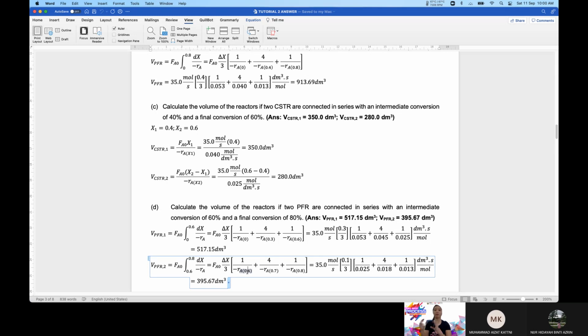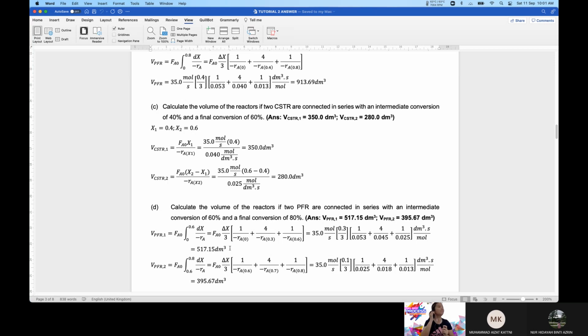So similarly, look at the table, make sure you look at the correct values. You should get your second PFR volume as 395.67 dm cube. Or in other words, to get a final conversion of 80% in my second reactor from 60%, I need a volume of 395.67. And interestingly enough, if you notice, the volume of the first reactor is bigger than the volume of the second reactor. So why? Okay, you have to look at the logic too. Conversion can influence the size of your reactor volume.